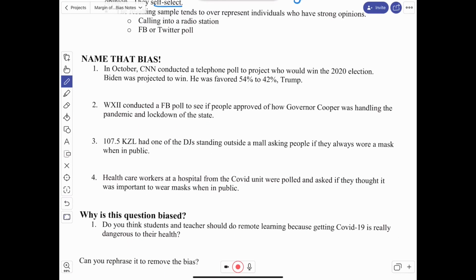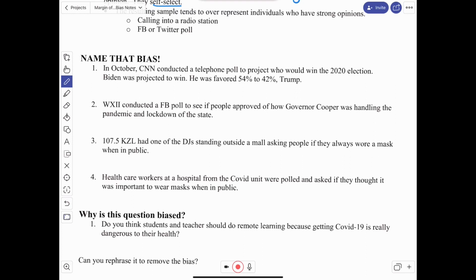So in October, CNN, and these are true things that have actually happened. So I tried to incorporate some real things that have happened, so we could talk about it. So CNN conducted a telephone poll to project who would win the 2020 election. So these were real results that actually happened. Biden was projected to win, and he was favored 54% to 42% over Trump.